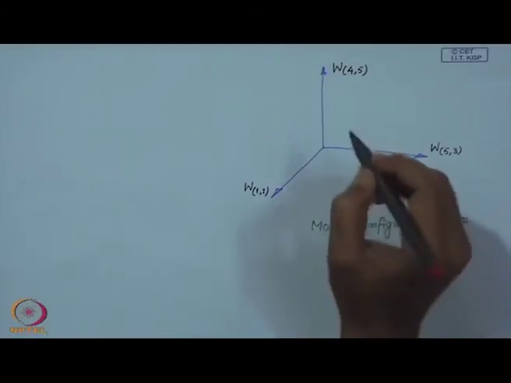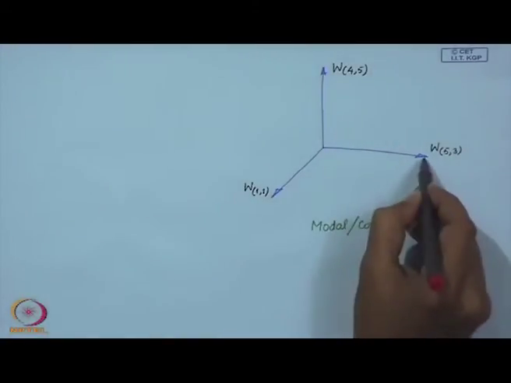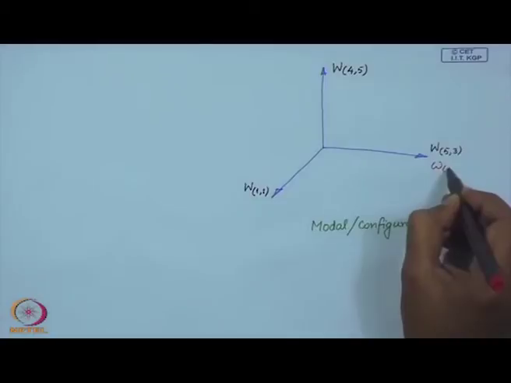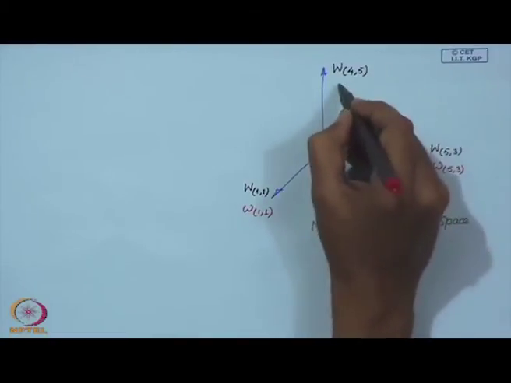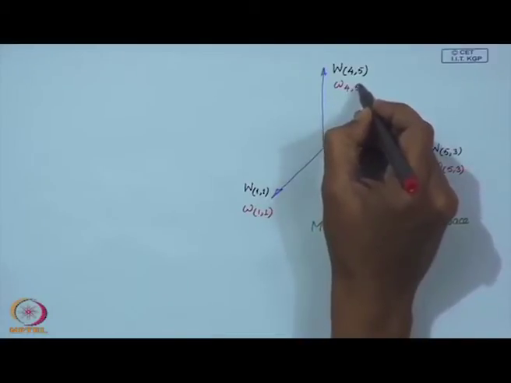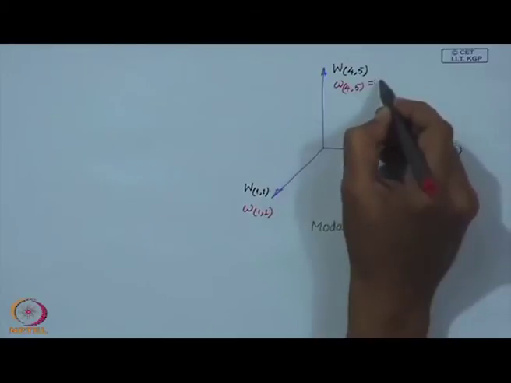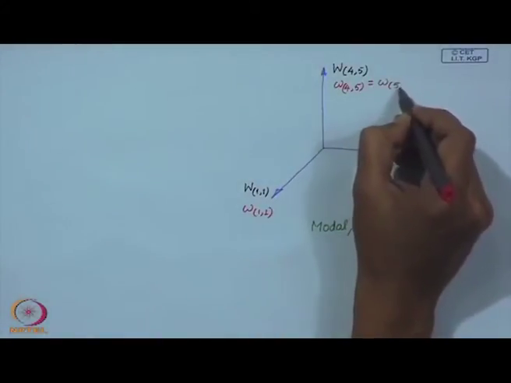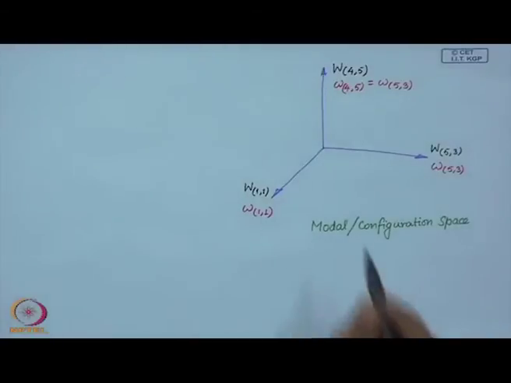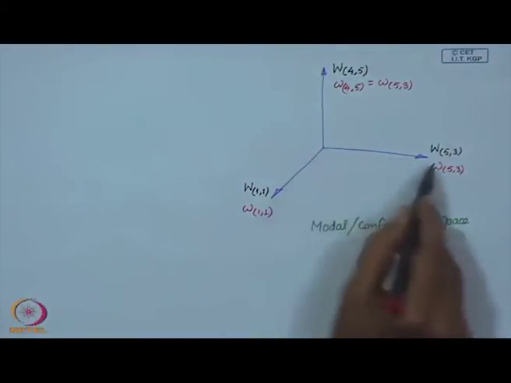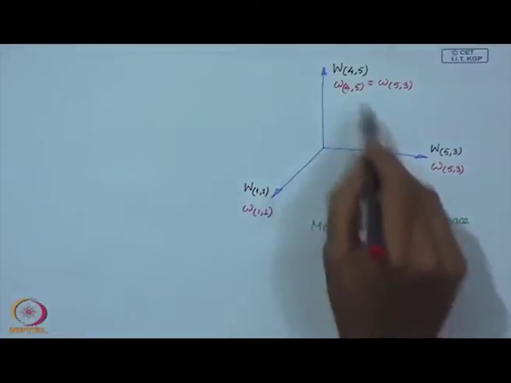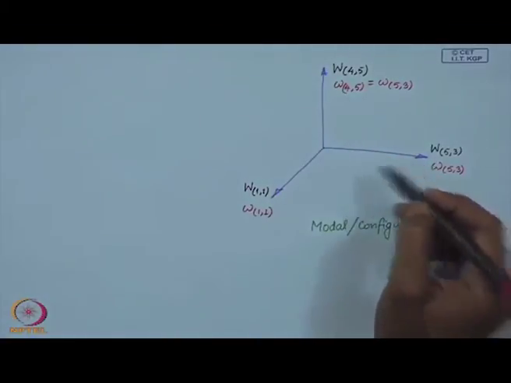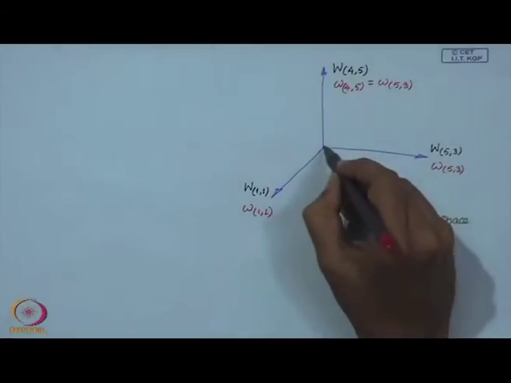you see, this is an eigenfunction corresponding to omega 53. Similarly, this is another, but this is the same as omega 53. Now, if this is an eigenfunction corresponding to omega 53, then this is also an eigenfunction corresponding to omega 53. So, therefore, any linear combination of these two eigenfunctions is also an eigenfunction of omega 53.